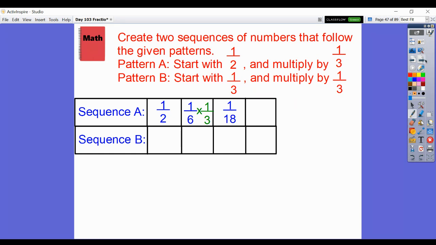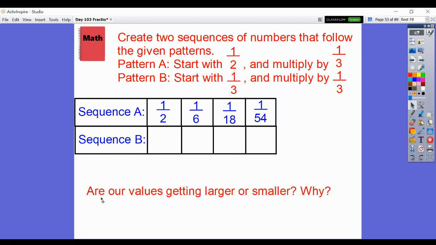Okay, now we're getting into big kid math. 1/18 times 1/3. Well, the 1 times 1 is easy, but 18 times 3, I think maybe we're going to bring that down here and do it the old-fashioned standard algorithm way. 18 times 3. Here we go. 3 times 8 is 24. Bring down the 4, carry the 2. 3 times 1 is 3, plus 2 is 5. 54. So it would be 1/54.